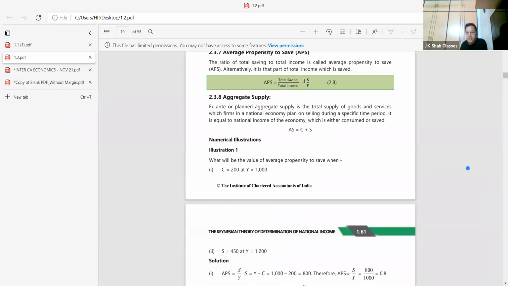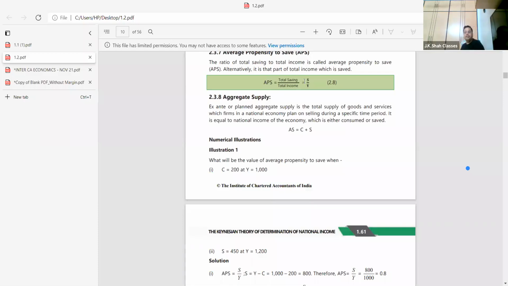Write it, beta, everyone solve, don't just sit like that. Y is 1000, C is 200, so S is 800, right? Tell me, yes. And then, beta, in the second, write Y is 1200, S is 450, so C is 750. This is right. Everyone tell me, come on. And then solve the sum.